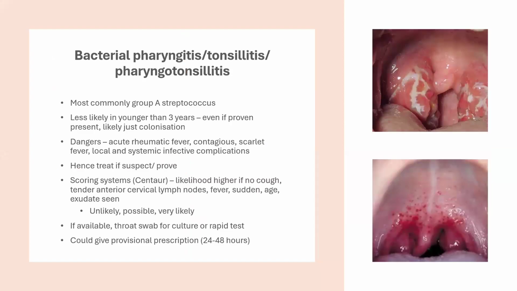Whereas bacterial pharyngitis, tonsillitis, this is the main worry usually. And the most common organism is group A strep, Strep pyogenes. And this organism is less likely going to be a problem in under 3s. Either they're less likely to have an infection due to this, and if you were to swab them and find Strep pyogenes, it's most likely just colonizing that area and not the cause of the symptoms. So the dangers of a bacterial pharyngitis are acute rheumatic fever, scarlet fever, and possibly systemic infective complications.